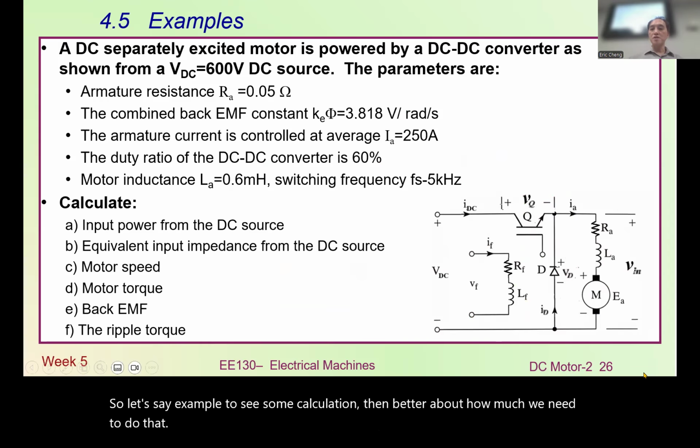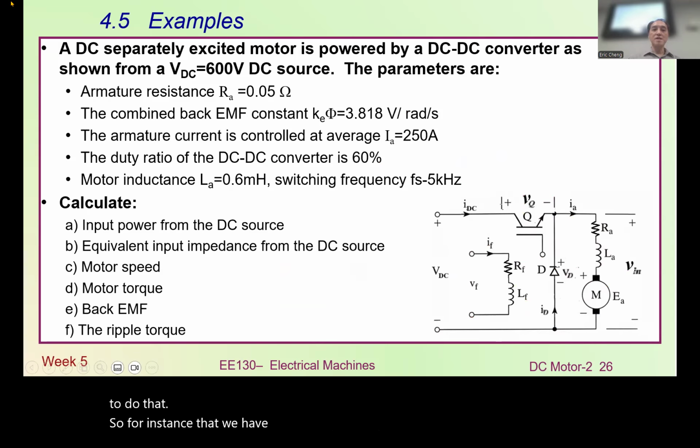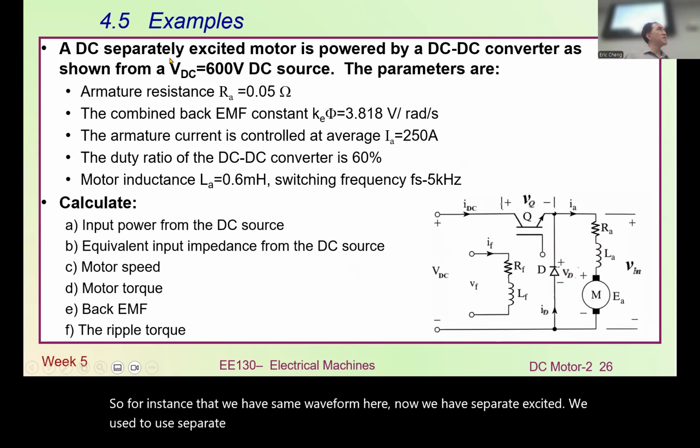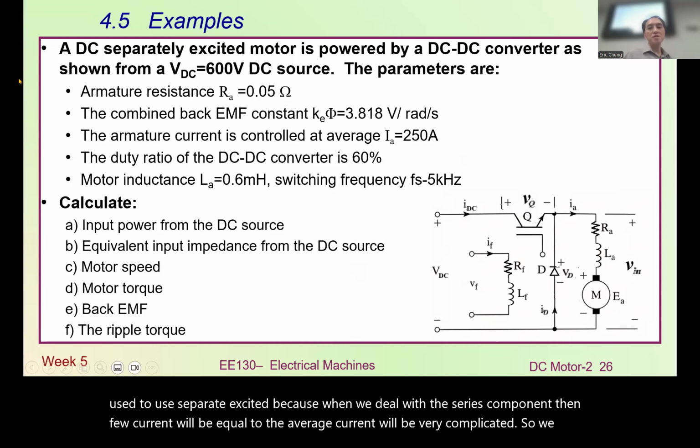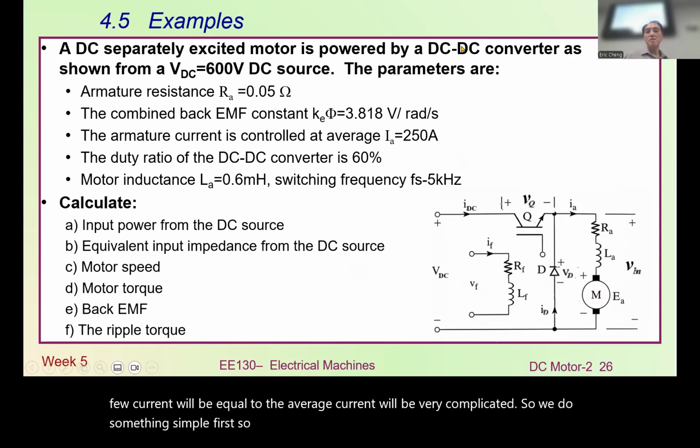So for instance, we have the same waveform here. Now we have a separately excited motor. We usually use separate excitation because when we deal with the series component, the field current will be equal to the armature current, which is really complicated. So we do something simple first. So now we are powered by a DC-DC converter, which is this one. It's a very simple DC-DC converter.